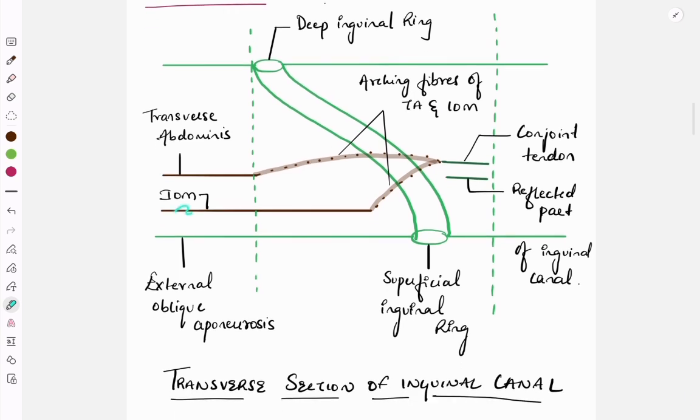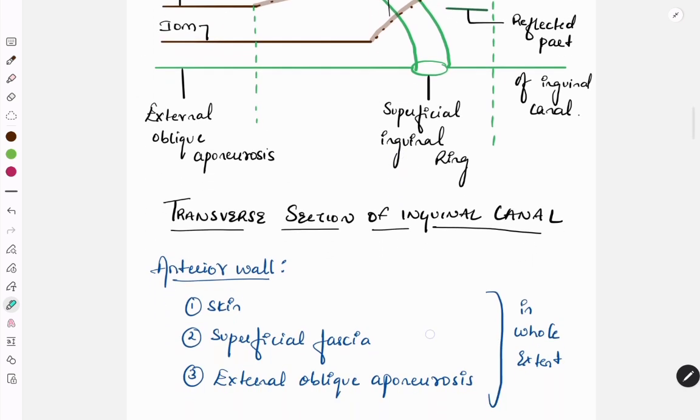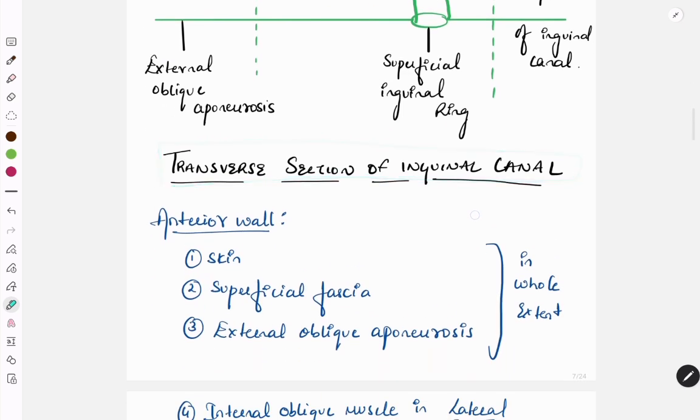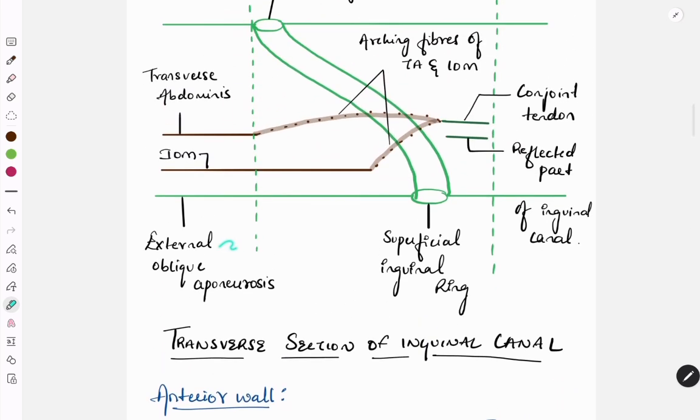So what are the boundaries of the inguinal canal now? See, here you have the internal oblique muscle, and behind that you have the transverse abdominis muscle. Okay, so this is your transverse section of the inguinal canal. First we will look at the anterior wall. Obviously, if we come from the outer side, it will be skin, superficial fascia, and the external oblique aponeurosis in the whole extent. These three are present in the whole extent of the abdomen.